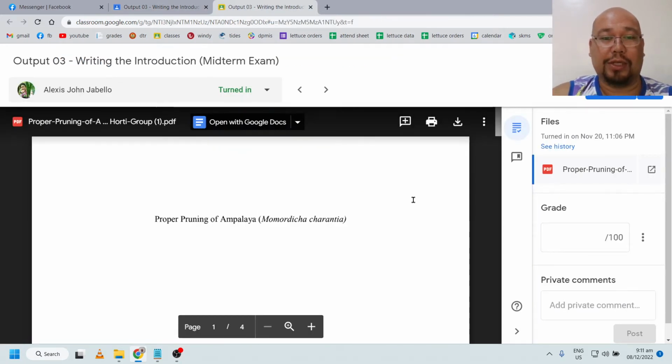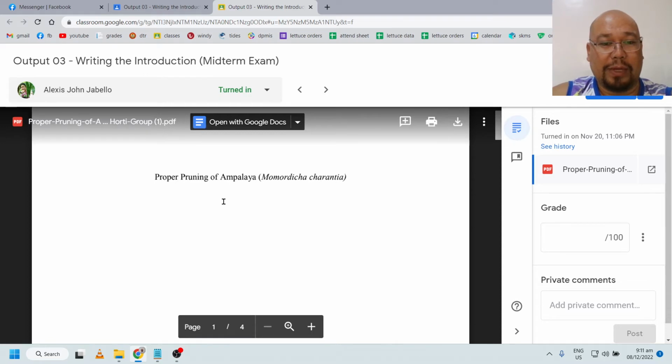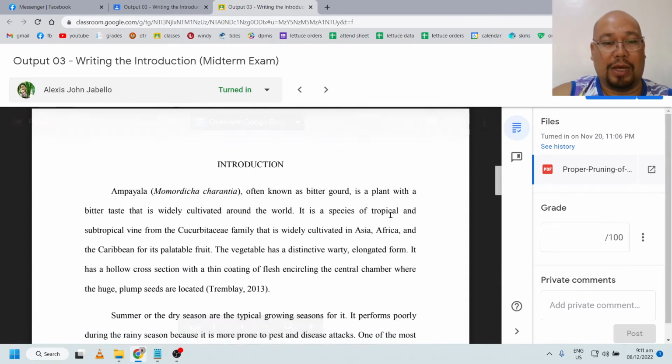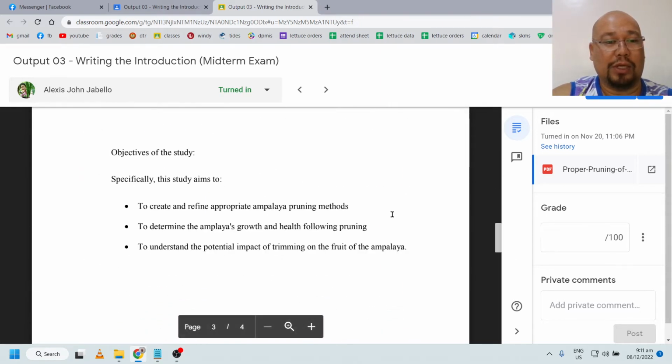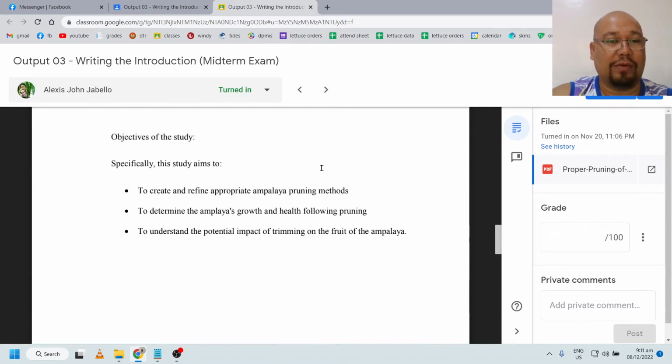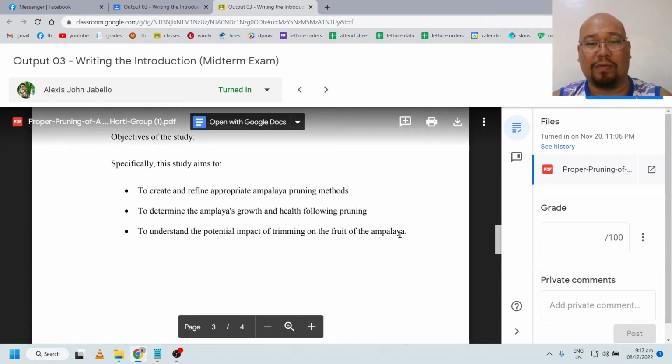Okay, I hope you can see this one. Proper pruning of ampalaya. We will look into the title later on. What's important to me actually is your objectives. Your objectives, it says here, to create and refine appropriate ampalaya pruning methods to determine the ampalaya's growth and health following pruning, to understand the potential impact of trimming on the fruit of the ampalaya. So first comment here is your objectives must be clearly stated.